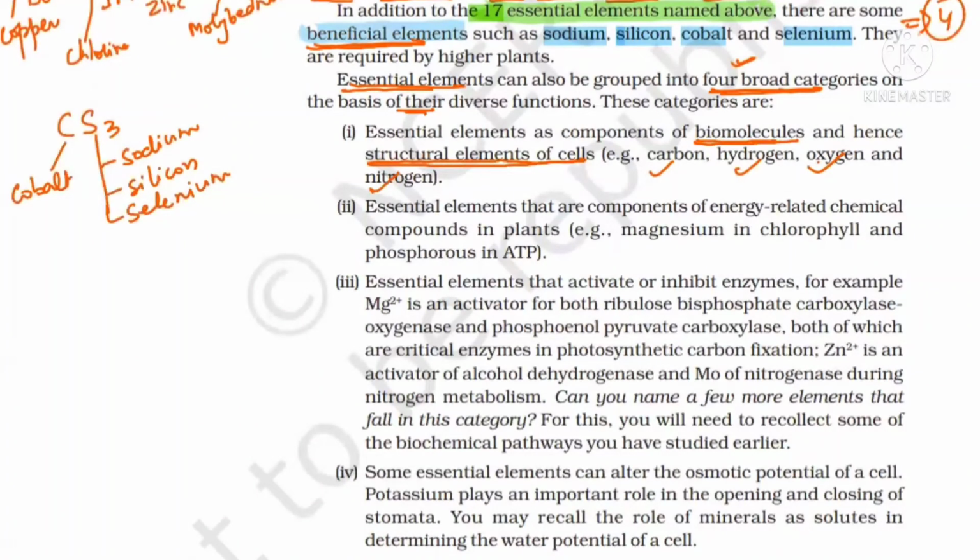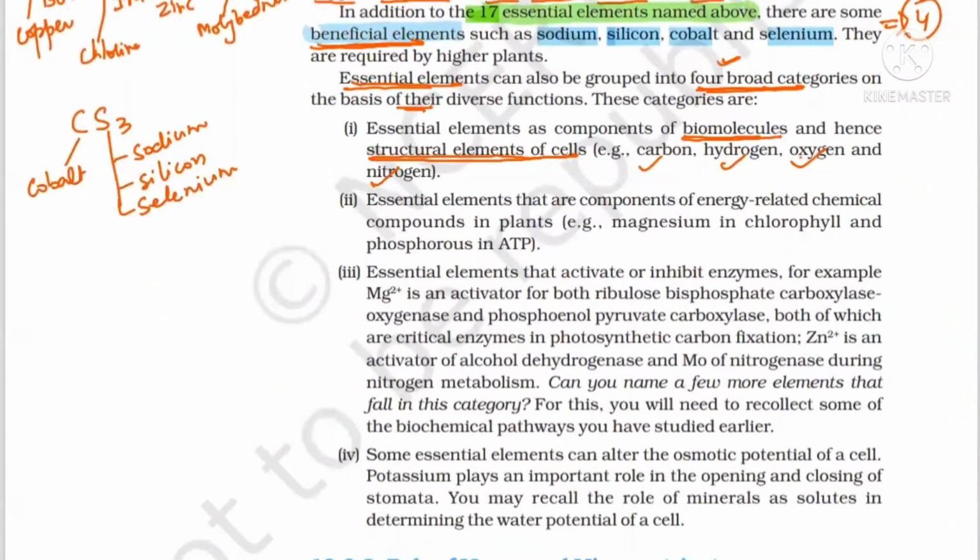Some are important components of energy related chemicals. Okay. Some elements are important components. If you need ATP, P means phosphate. So I think phosphorus is present in ATP. Then, beta, one thing: chlorophyll is the one which is going to trap light energy and convert that light energy into chemical energy. So it is also related with energy. To maintain the structure of chlorophyll, we want center magnesium. So magnesium in chlorophyll. Clear, beta?